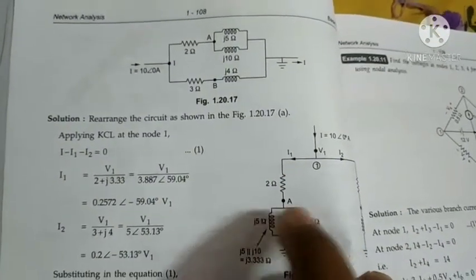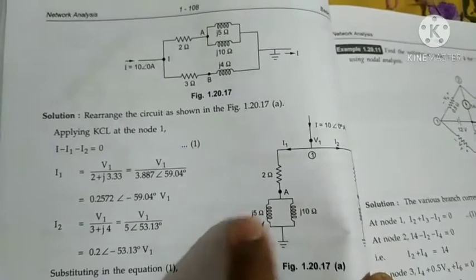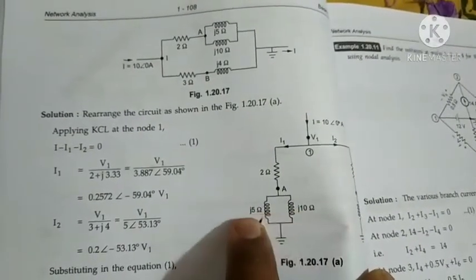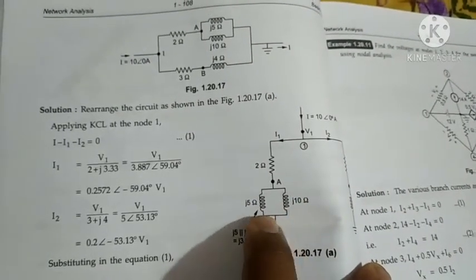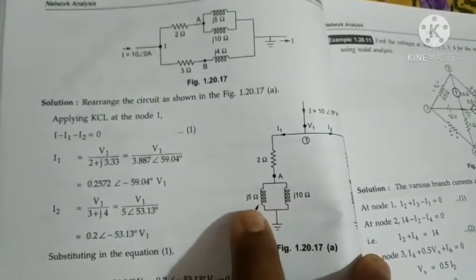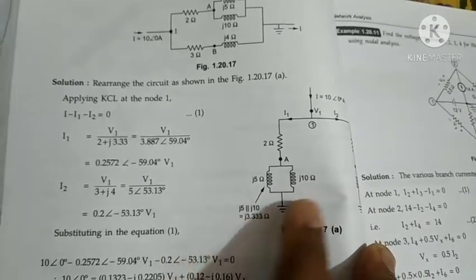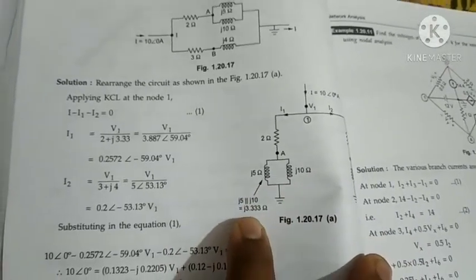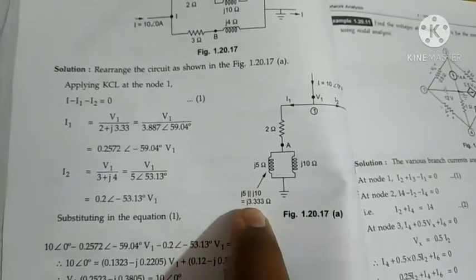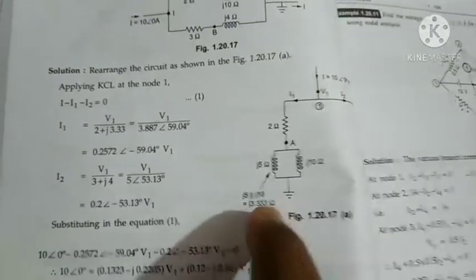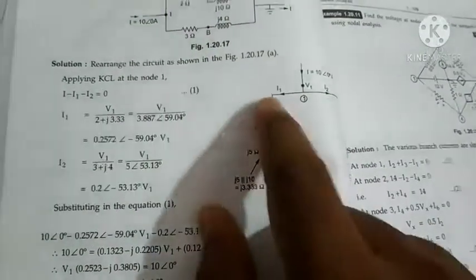Now we will have to calculate the value of this. See, these 2 resistances are in parallel. We can take a parallel combination of this: j5 into j10 divided by j5 plus j10. So j5 times j10 is j squared times 50, which gives minus 50, divided by j15. After simplifying we get the value j3.33. The j in the denominator goes to the numerator, and we get a value of minus j3.33 ohm. Now these 2 resistances are in series, so 2 minus j3.33 ohm is one value.